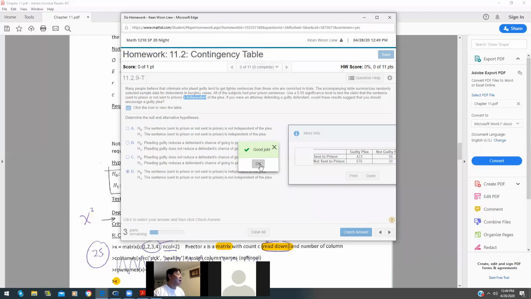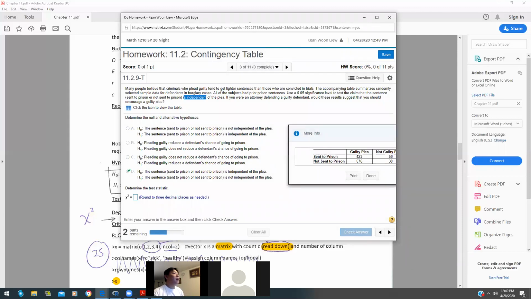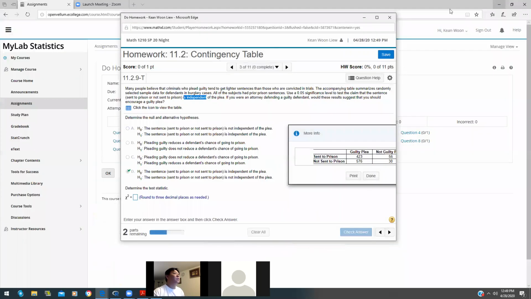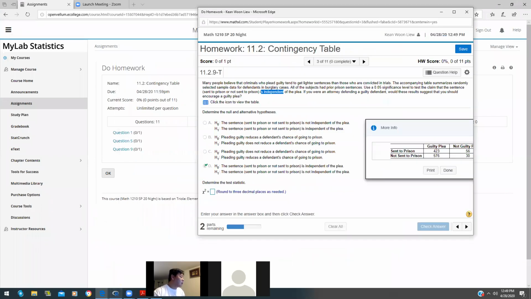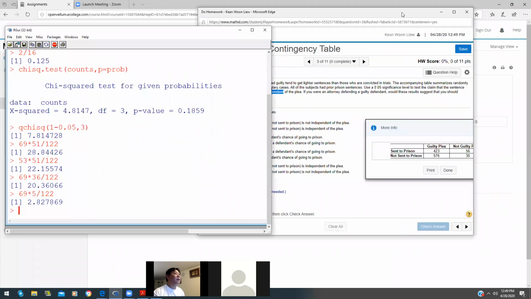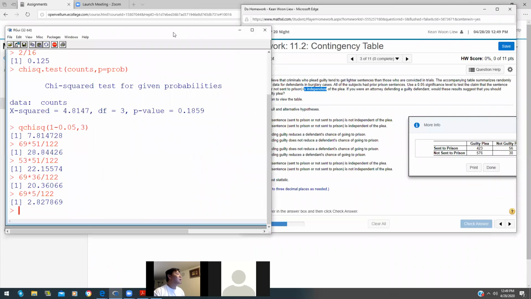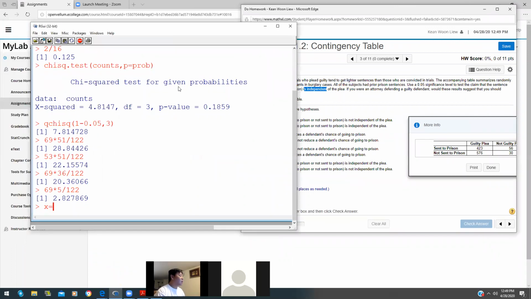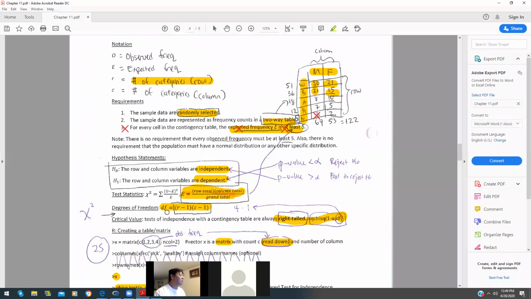Okay. And then you have to find the chi-square. In order for us to find the chi-square, you have to use R here. How you use R here is we have to build a matrix. So X equals matrix. Yeah, X equals matrix.